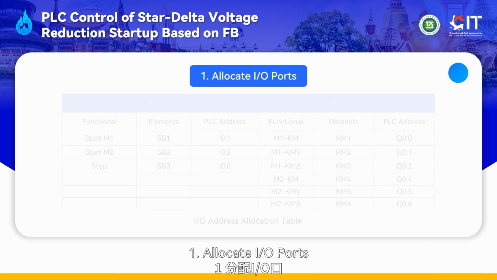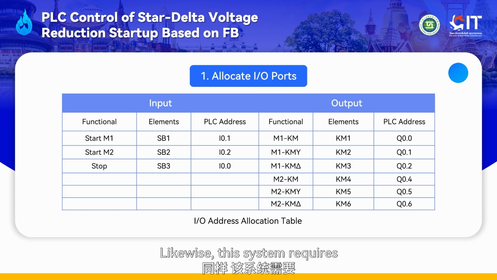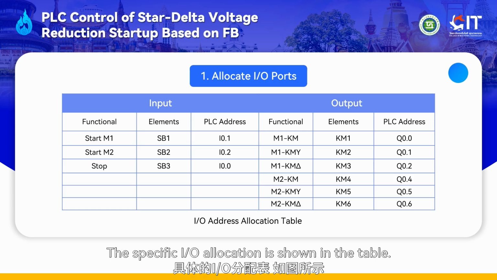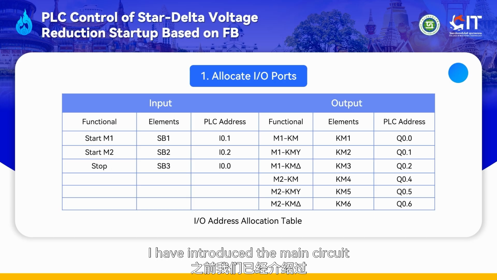1. Allocate I/O ports. Likewise, this system requires 3 input points and 6 output points. The specific I/O allocation is shown in the table. I have introduced the main circuit of the 3-phase asynchronous motor and the wiring of the control circuit, so I will not repeat it here.